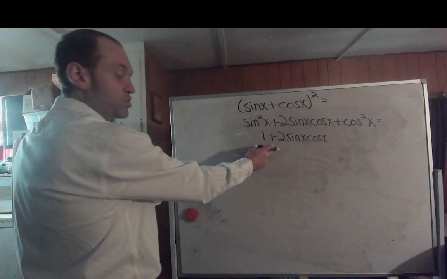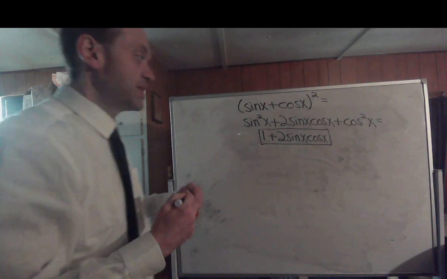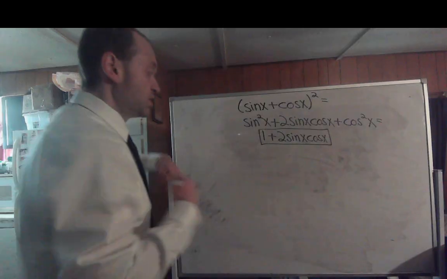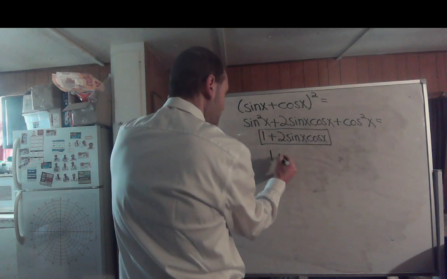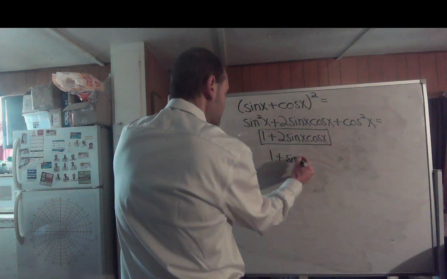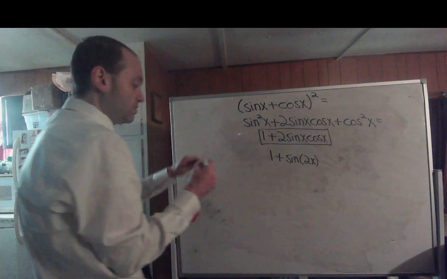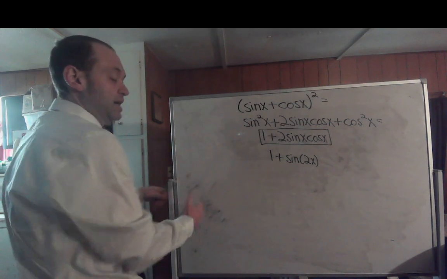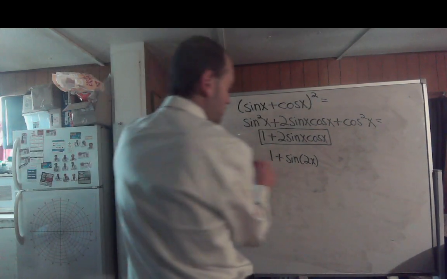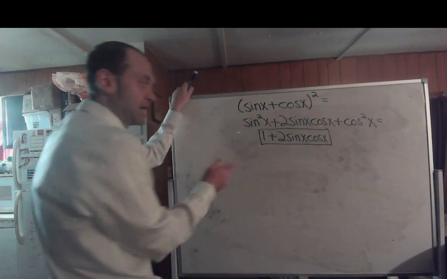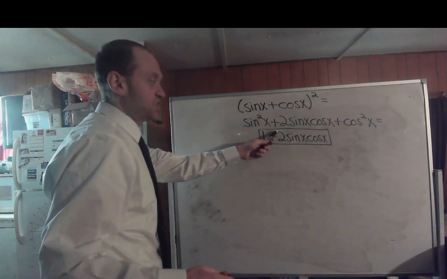Now, for now, we're just going to leave our answer like this, but in a few lessons, we're going to see that 2 sine of x cosine of x would actually turn into the sine of 2x, because that 2 sine of x cosine of x will turn out to be a double angle formula for the sine of 2x, but we don't have to know that right now. It can just stay like this.